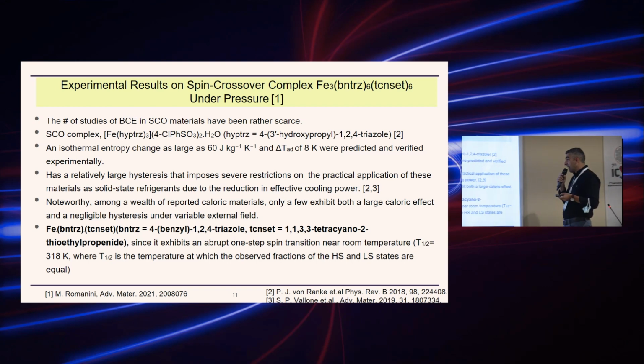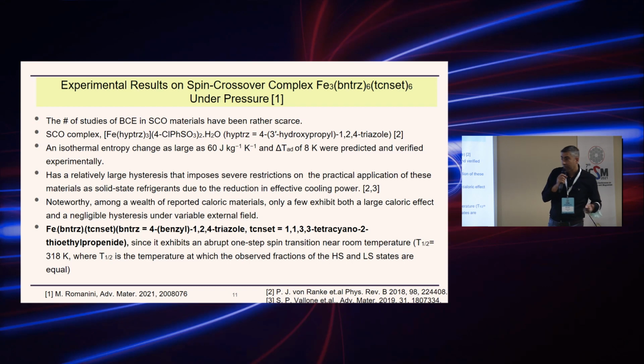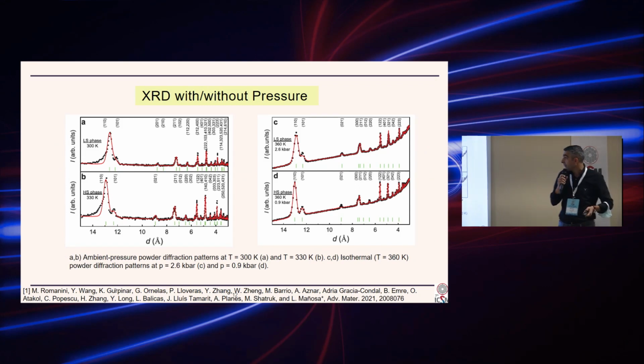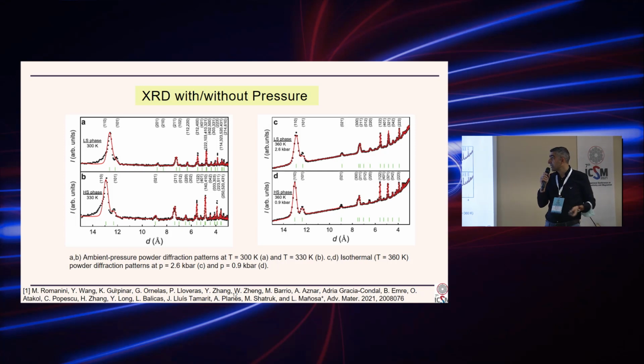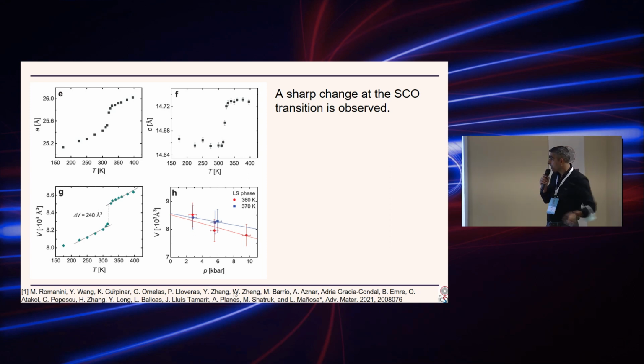It has very, very narrow hysteresis, just 1 Kelvin. And it has an abrupt transition at 318 Kelvin. And we started to work on this material, and according to the XRD results, with and without the pressure, we have identified the unit cell parameters.